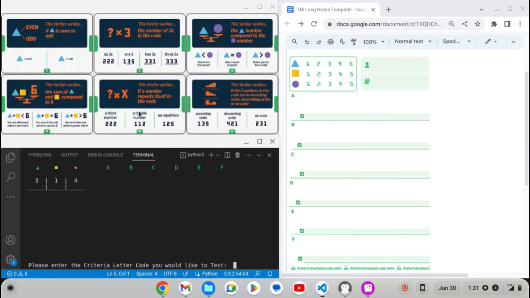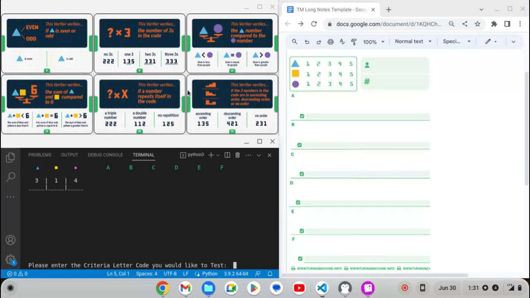Criteria card D will look at the first 2 digits, the triangle and square, take their sum, and compare that to the number 6. So should the sum be less than 6? Should the sum be equal to 6? Or should the sum be greater than 6?